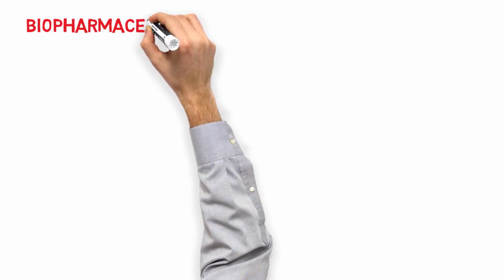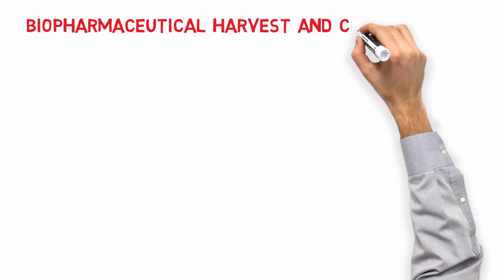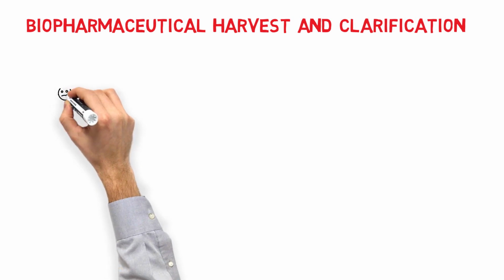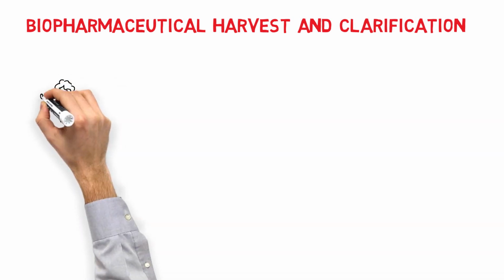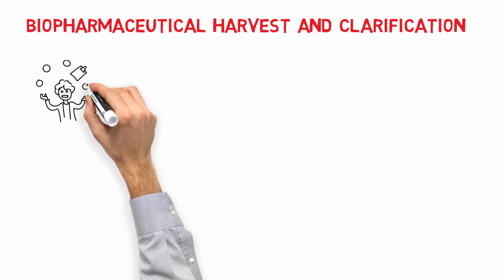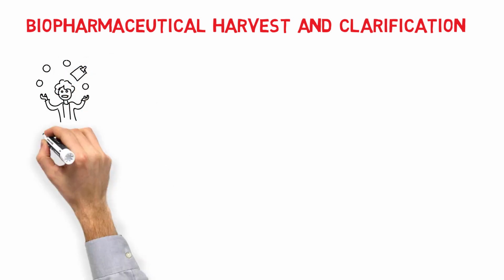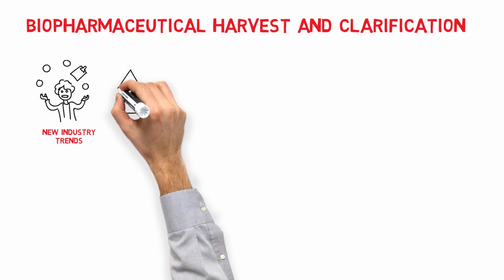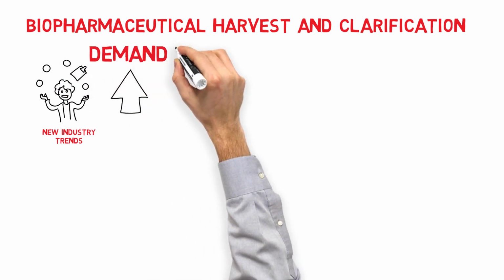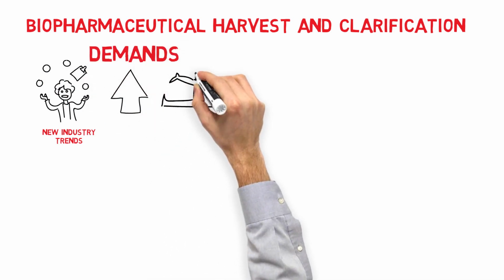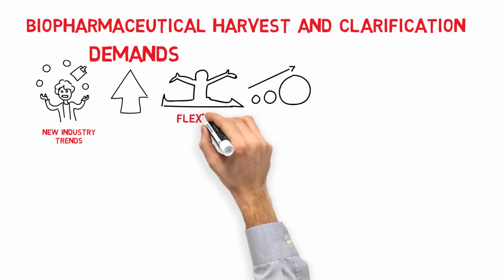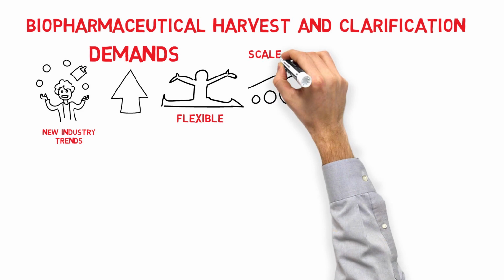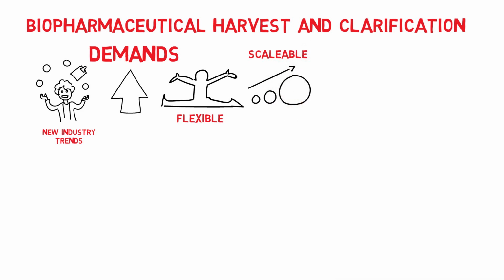If you're responsible for process development in biopharmaceutical harvest and clarification, you may be dealing with a lot of pressure to get a good commercial fit quickly while juggling many challenging variables at the same time. New industry trends in upstream processes are introducing higher demands on the harvest and clarification process. There are development and facility advantages for these processes to be increasingly flexible and scalable while still delivering high-quality end product.